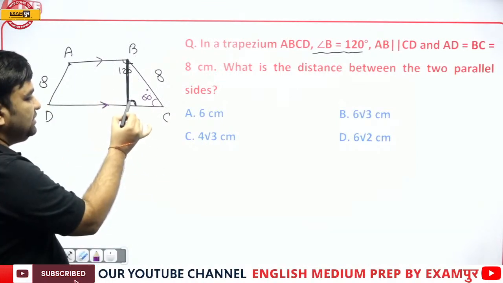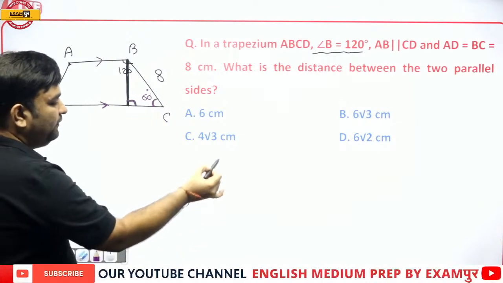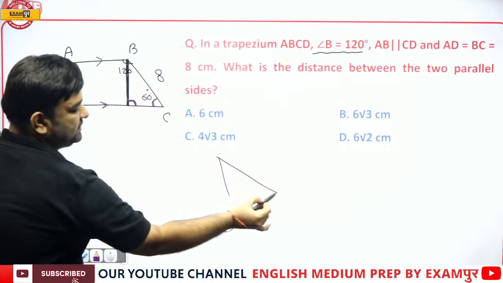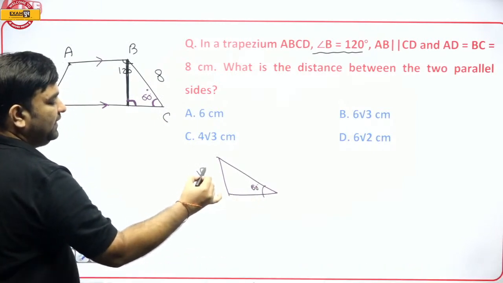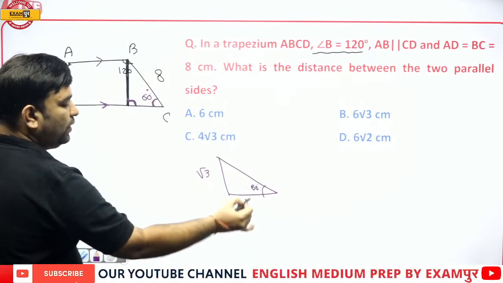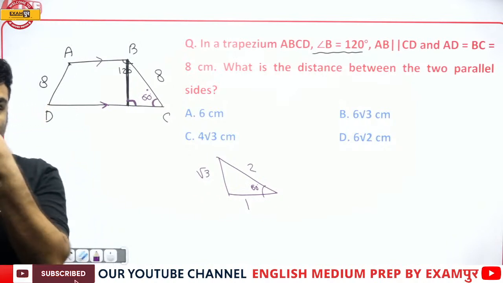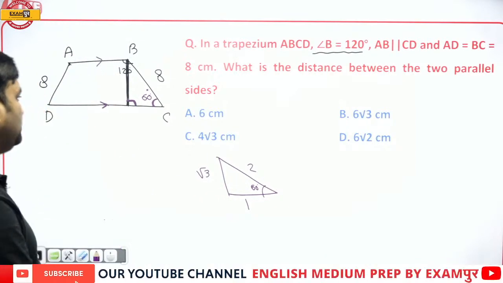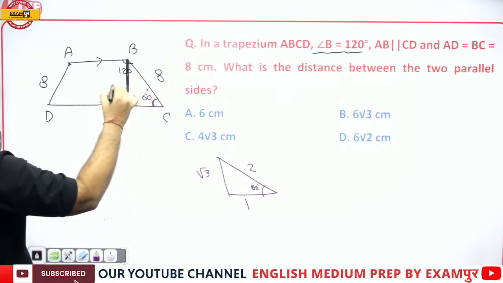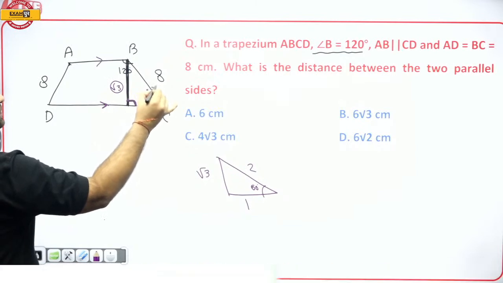As this is a right angle triangle with one of the angles as 60, from the class of height and distance, we know they will maintain a ratio of root 3, 1 and 2.